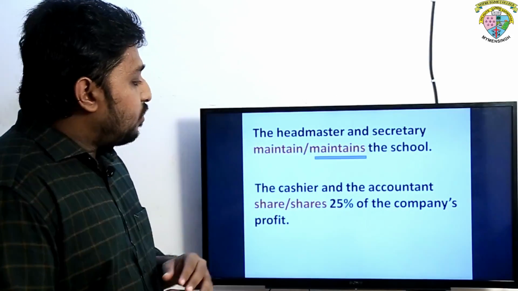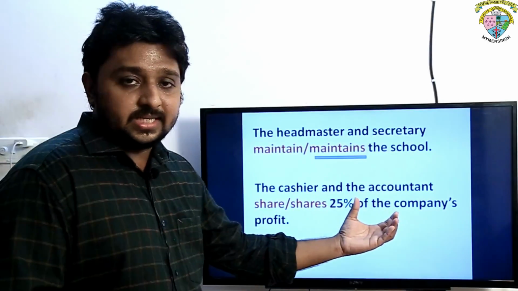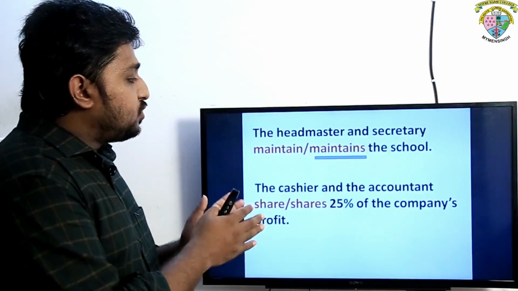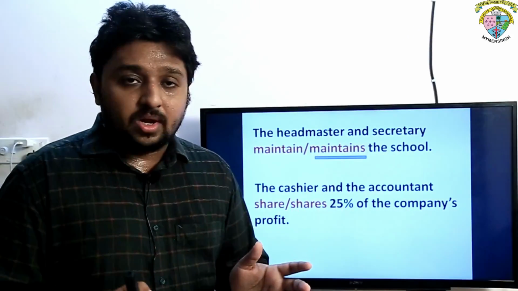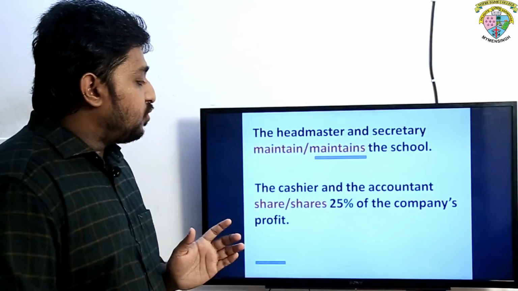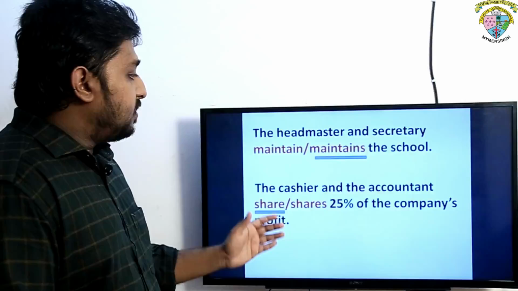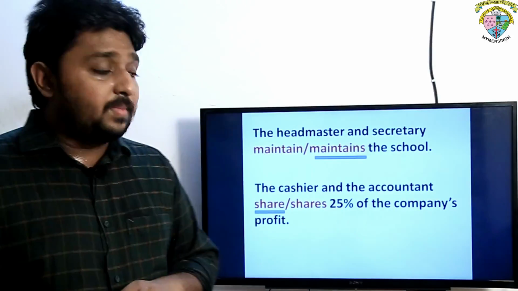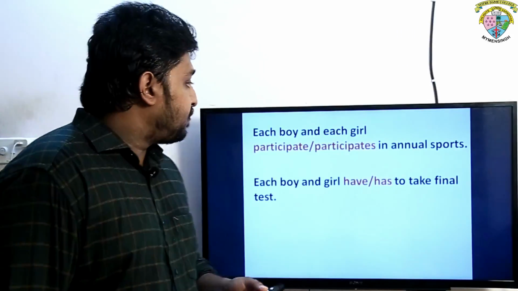In the second line, we can clearly see that the cashier and the accountant, that means there are two different persons. So as there are two different persons, the subject is definitely plural and it will receive a plural verb. So the correct answer will be "share." The cashier and the accountant share 25% of the company's profit. So let's move to another puzzle.